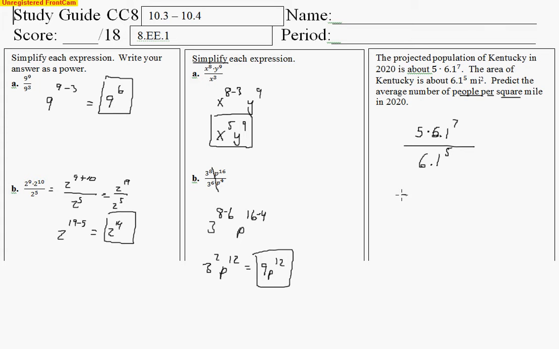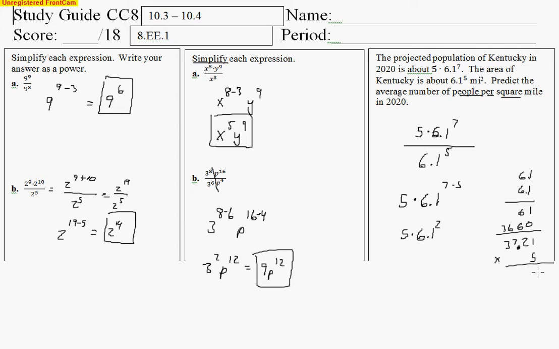So I keep the 5 out there, can't do anything with that, and with the 6.1, since those are the same base, I can subtract the exponents. And so I'll get the 5 in there, 7 minus 5. And we have 5 times 6.1 to the 2nd power. So they want us to go ahead and multiply this out. So when I did 6.1 times 6.1, we end up with 1 and 6 carry a 0, makes 6 and 36. And so adding that up leaves me with 1, 12, 7, and 3. So I move the decimal 2 spaces over, and that's where the decimal point goes.